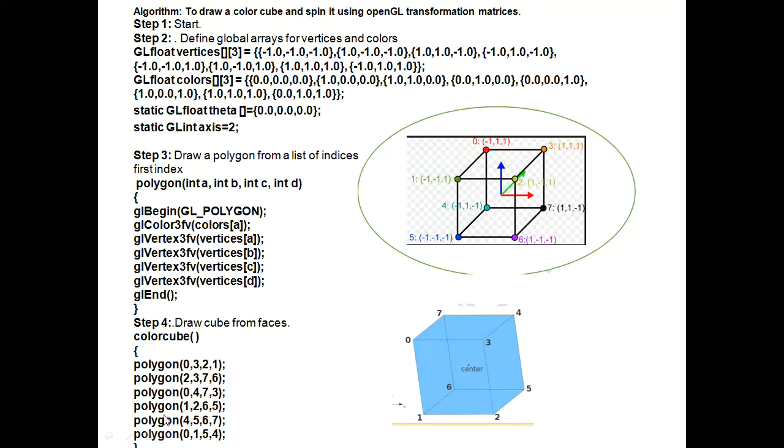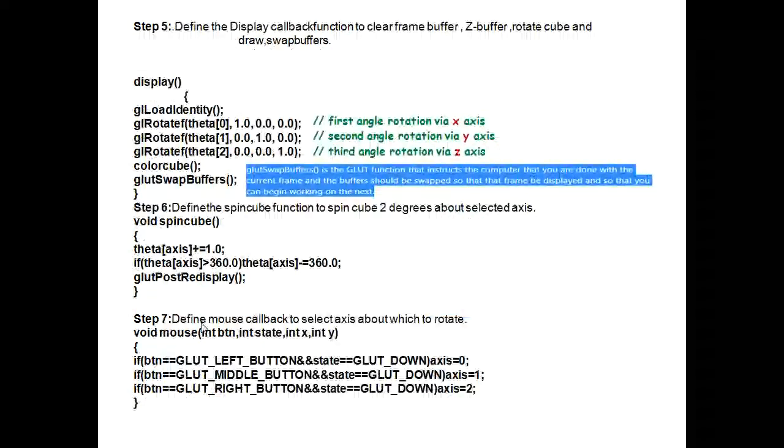So like this, polygon will be called 6 times, and in turn this polygon will call glBegin, color 3fv, vertex 3fv for 4 times and so on. In this way, it creates the color cube, and you can observe for each vertex it takes a different color. Whenever the A value changes, automatically different colors will be taken. Here we have the colors array: 0.0, 0.0, 0.0, next 1.0. So you can observe in the color cube that individual vertices have their own color. So this will be formed by this particular color mesh. Okay, so this completes the color cube creation.